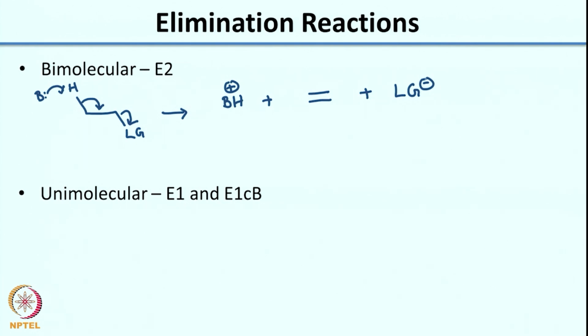The other option is you can have a unimolecular reaction. The unimolecular can go either by an E1 mechanism or an E1CB, which is E1 conjugate base. So, in the E1 mechanism, what happens is here again you have a leaving group.